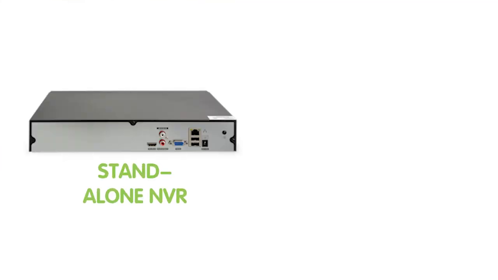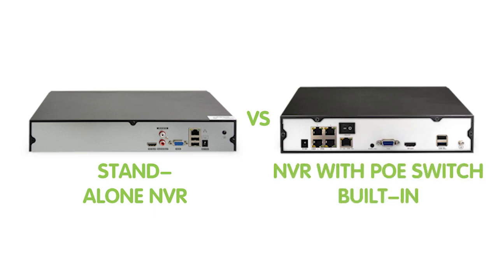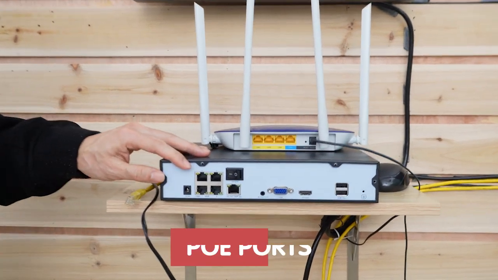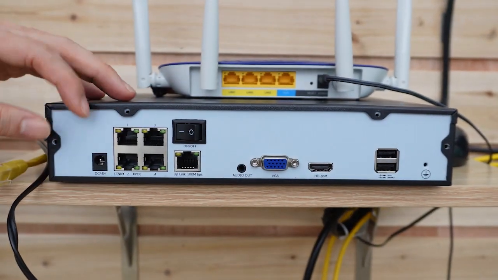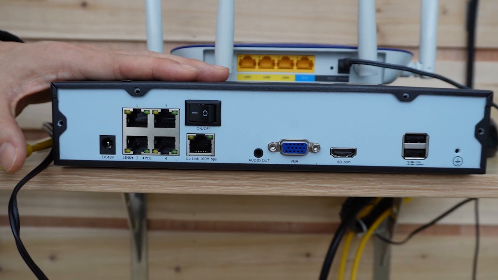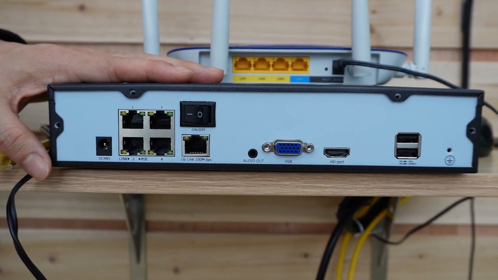The next important stuff is the network video recorder. There are two kinds of network video recorder. One is the standalone network video recorder. Another is the network video recorder with the PoE switch built-in, just like this one. There are four PoE ports, which means we can connect this network video recorder to four PoE IP cameras and supply both power and data for these IP cameras.